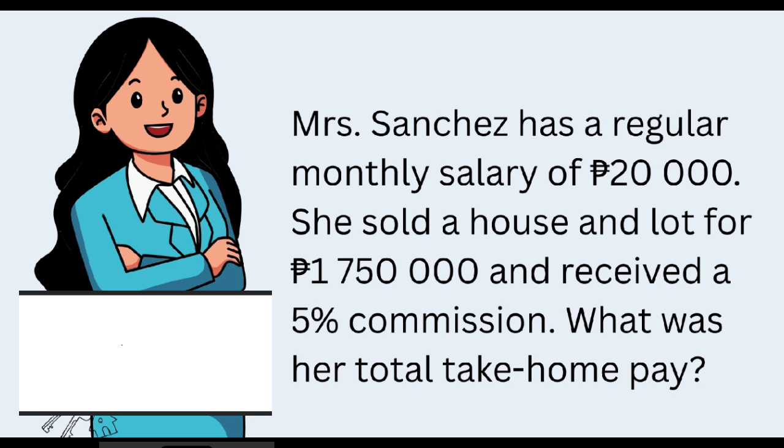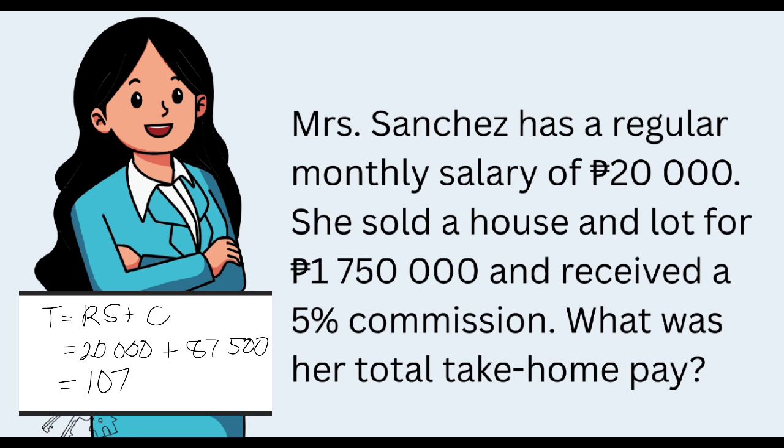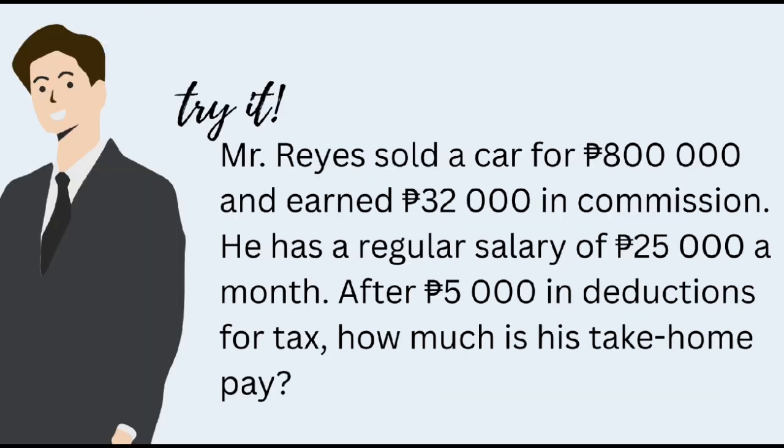So in this given situation, we will use the formula T is equals to RS plus the commission, where the RS is 20,000 pesos and her commission is 87,500. So 20,000 plus 87,500 is 107,500 pesos. So try this activity.